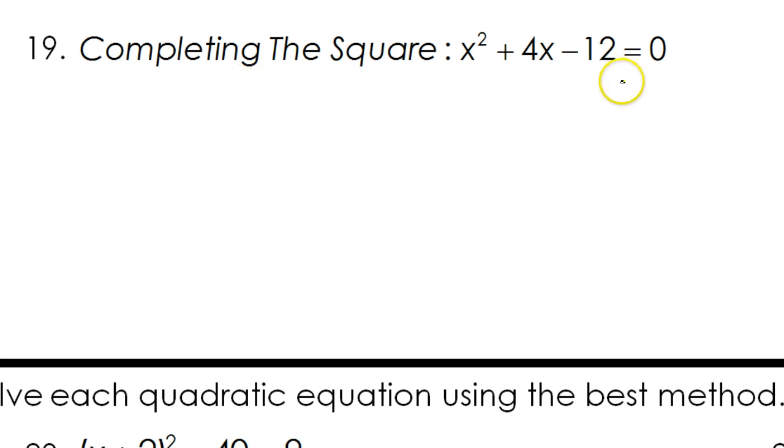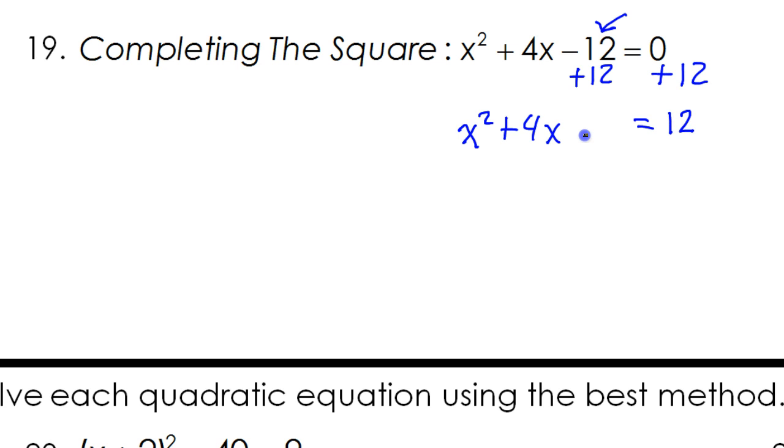Alright, completing the square. This is the one where the number here has to be a very special number, and guess what? 12 ain't it. So we need to add 12 to both sides to get it out of the way. So that's going to give us x squared plus 4x, leave a space here, and that's equal to 12. Now the special number that completes the square, we get that by doing half of the middle and squaring that.